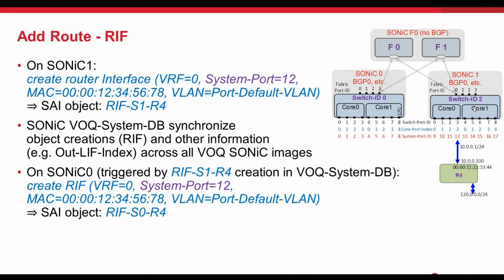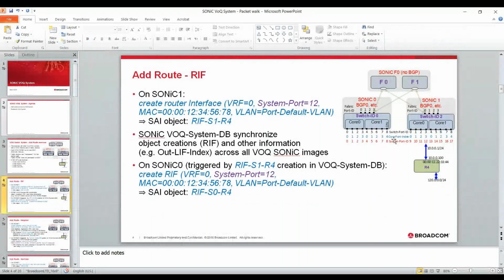One question here, this is Ishwaran. The VOQ system DB synchronizes object creations. But I mean, by that we mean it's not the actual object, right? I think this is some information that represents the RIF. Can you repeat? So the information that needs to be in this database is not the actual object, right? It has to be some information, for example the outlive index. It's not clear from this sentence what we need to synchronize for the RIF.